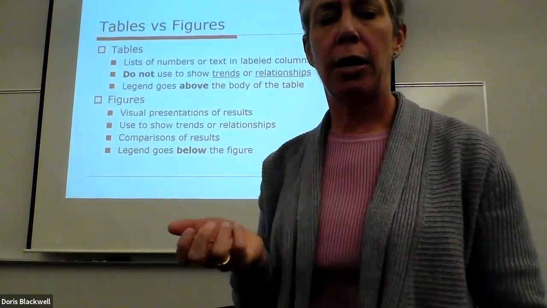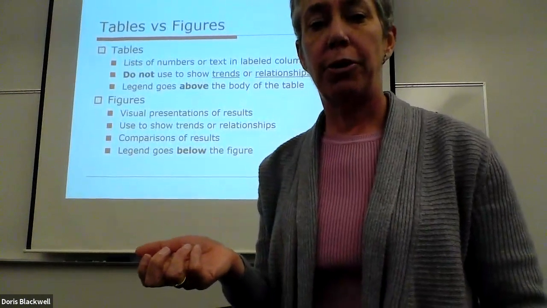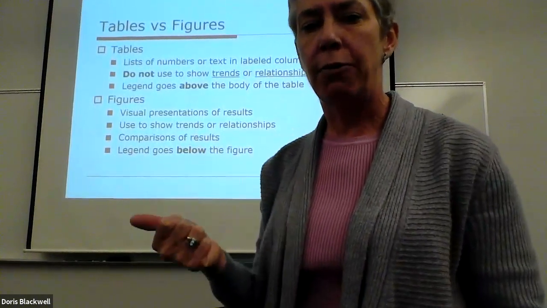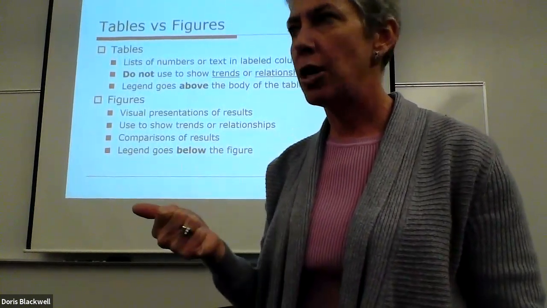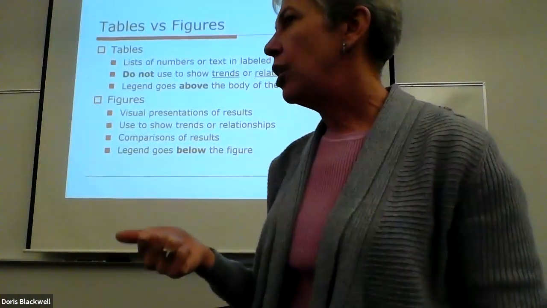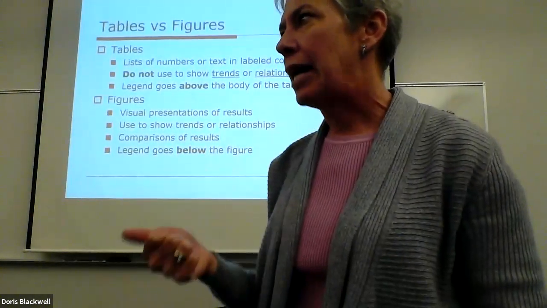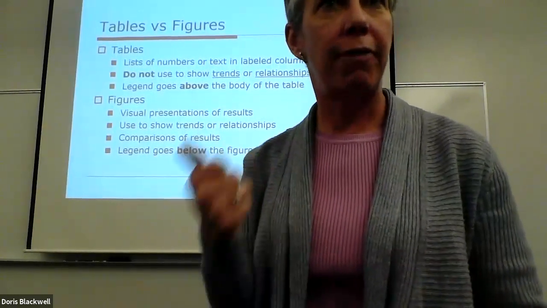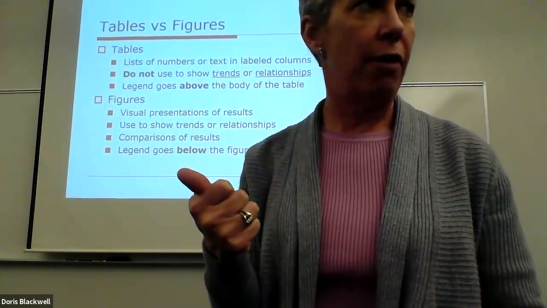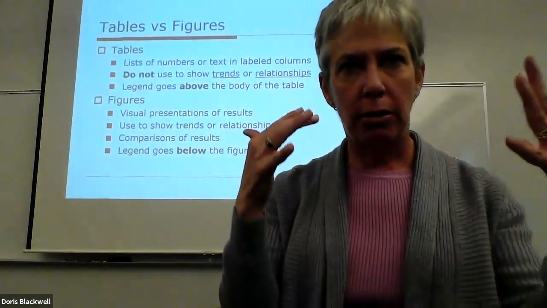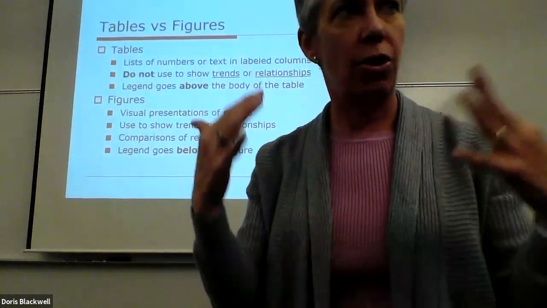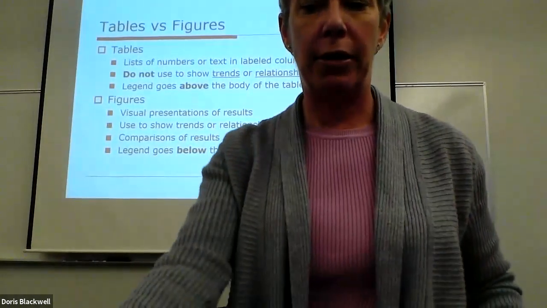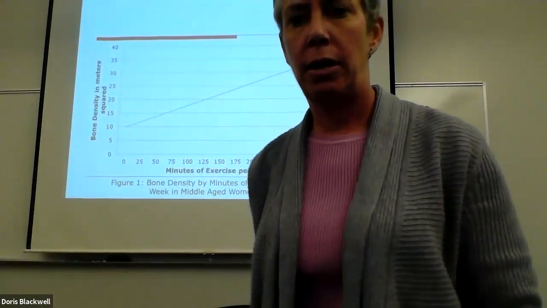So figures are great for visual presentation of the data. They're really good for showing trends and relationships. They're not good if you want people to know exact numbers. So if I want you to know that this number was 10.5, showing you that on a bar graph, you might say, oh, is it 10.7 or 10.5? It's hard to see that, right? If I need you to have exact numbers, then I want a table.